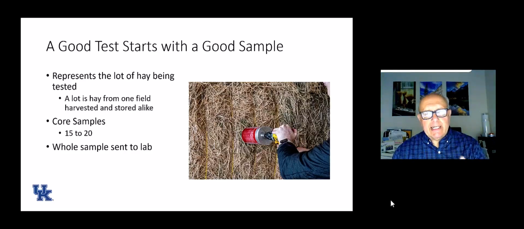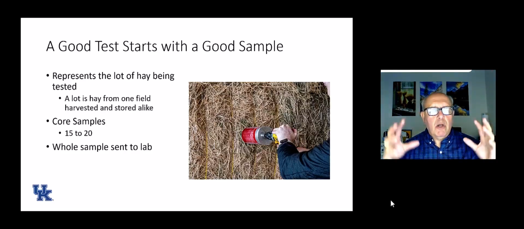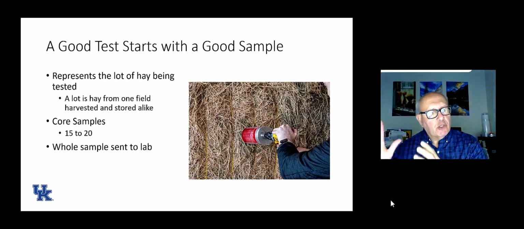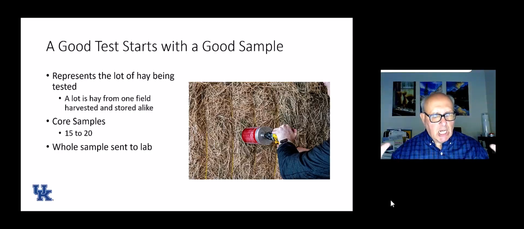Now, a good test starts with a good hay sample, and there's probably more error associated with defining the quality of hay in taking the sample than anything else. And so we want the sample to be representative of the group of hay. We call that a lot of hay, which is hay from one field harvested and stored alike. We want 15 to 20 core samples, or enough that we feel like we've sampled a significant number of bales within that lot. And we want to send the whole sample to the lab.